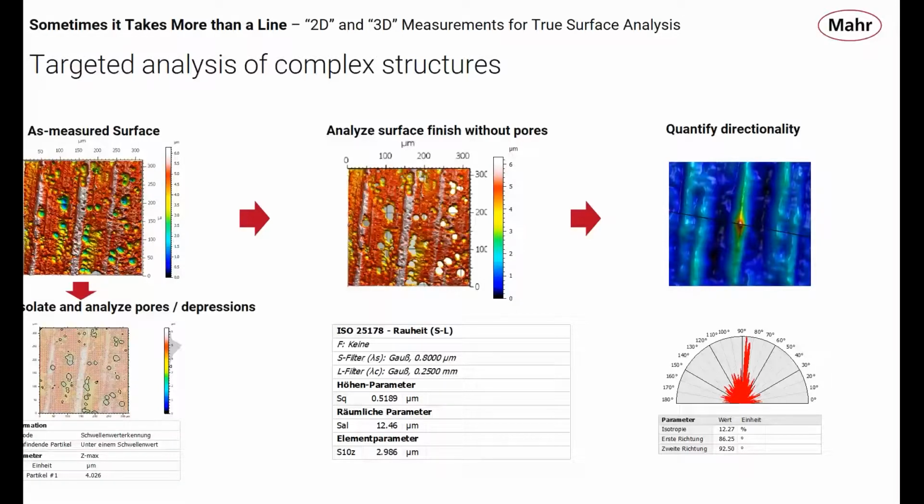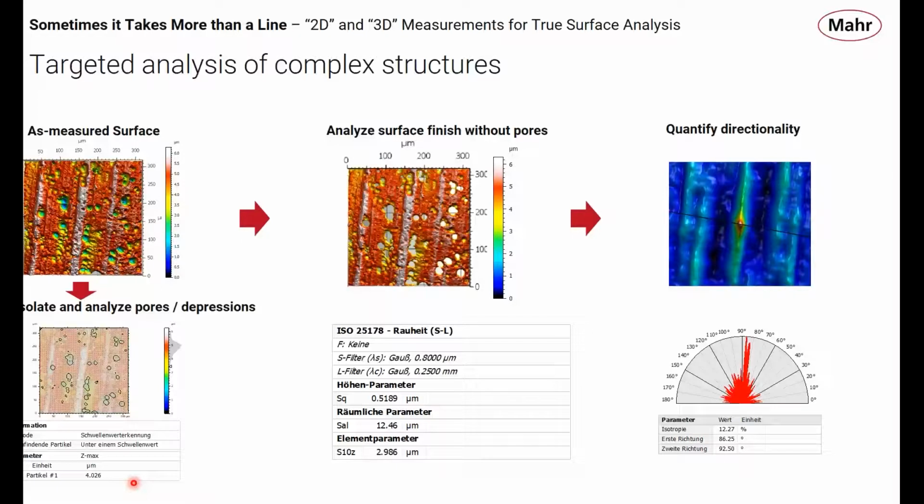to isolate these pores. And what the software has done is assign a number to each one of these low spots, these dents or pores, and in this case, it has calculated the maximum height of each of those pores relative to the mean plane. And it's showing the result for one of those pores. It refers to a particle, but it means that pore. So it's 4 microns deep.